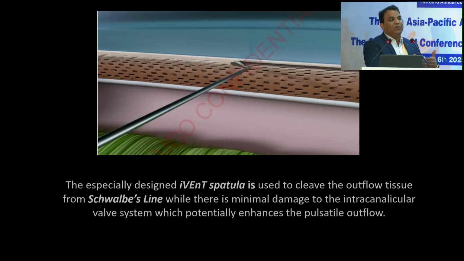So what we do when we do all the other MIGS, we are going to damage those channels. We are going to damage the outflow system whole. So what is being done in this surgery? We are making an incision above the Schwalbe's line, and apart from that, we are not damaging the tissue at all, keeping the TM intact. So, making just a vertical slit anterior to the Schlemm's canal.